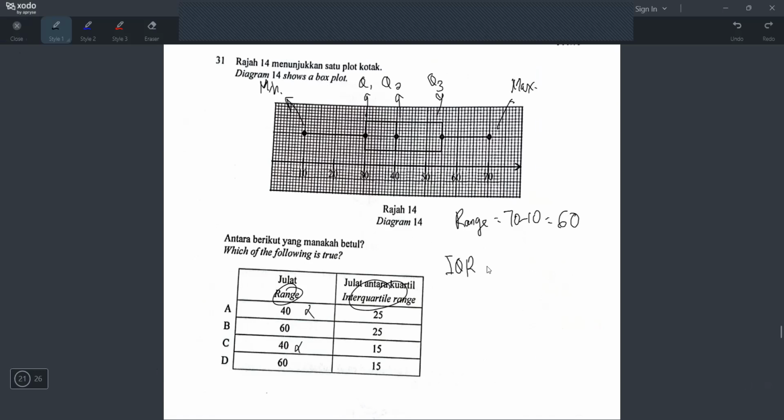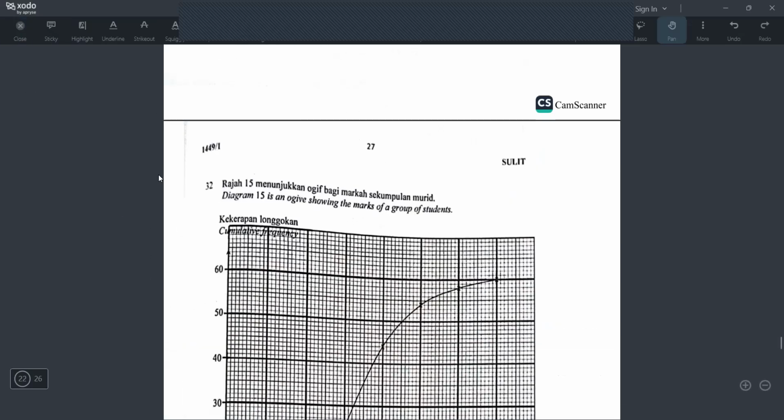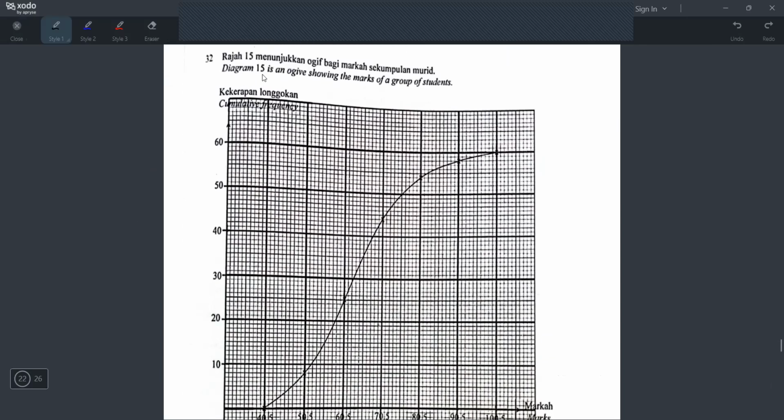What about the IQR? The interquartile range. Formula is Q3 minus Q1. So what is the Q3? 51, 2, 3, 4, 5, 55. What is the Q1? 30. So when you minus, you will get 25. So the answer is B. Right? Very easy. Number 32, diagram 15 is an O-GIF showing the marks of a group of students.